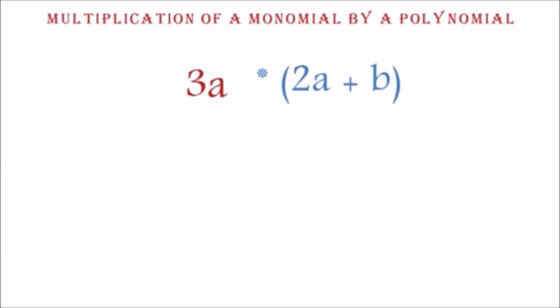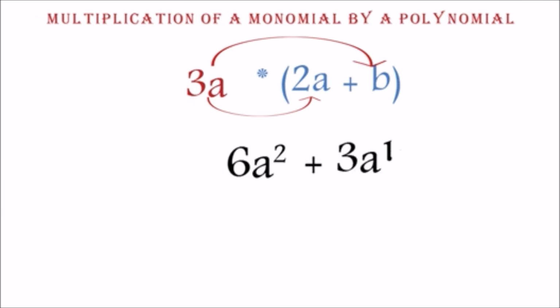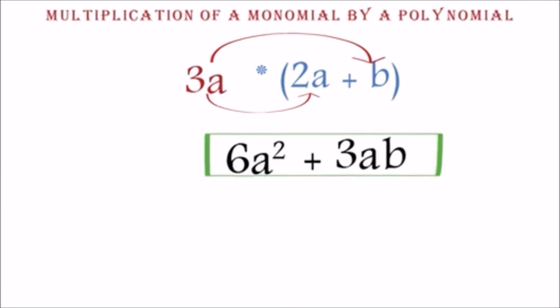So we multiply the 3a by the 2a to get 6a squared. Then multiply the 3a by the b. This will give us 3ab. Our final answer will be 6a squared plus 3ab. This is really all there is to this multiplication. Just make sure you multiply every term.